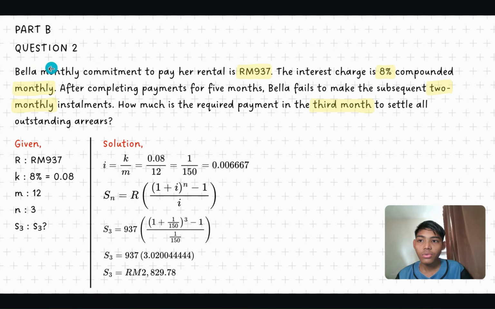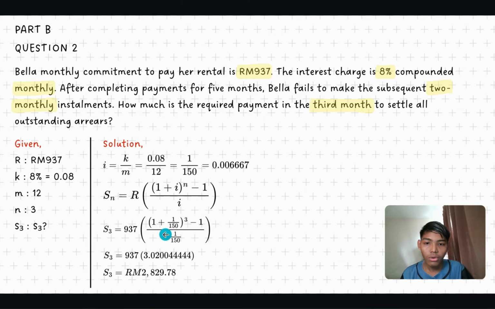For part B, question 2, Bella's monthly commitment to pay her rental is 937. The interest charge is 8% compounded monthly. After completing payment for 5 months, Bella fails to make the subsequent monthly installments. How much is the required payment in the third month to settle all the outstanding arrears? So the first thing, we need to separate all the information given. For the solution, to find I, we need to divide K by M. So we will get 0.006667 or 1 per 150. This is the formula we need to use in this question.